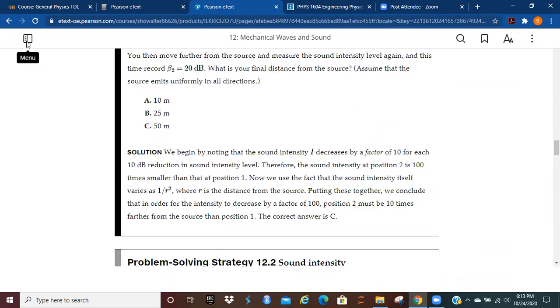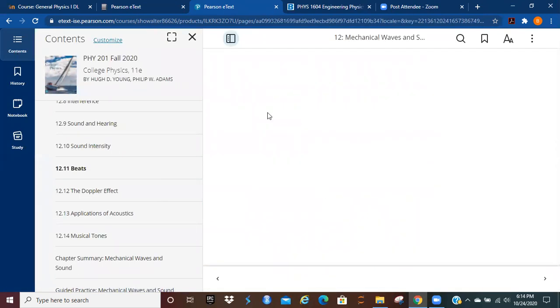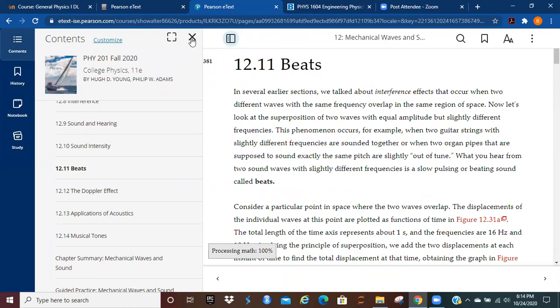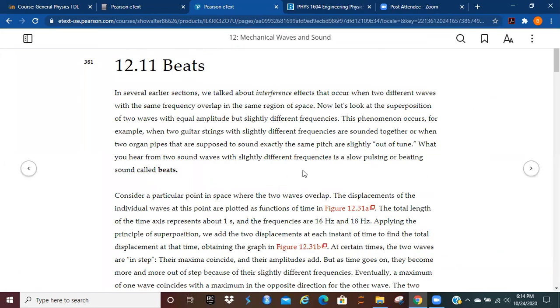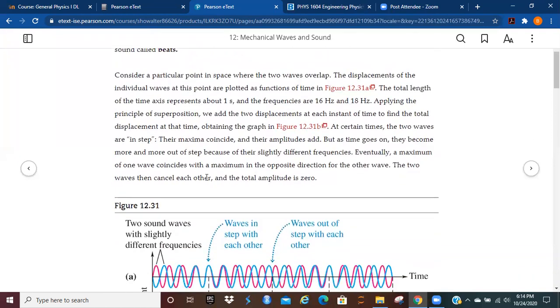Now let's go on to section 12.11, beats. So now we're going to be talking about interference. Let's look at the superposition of two waves with equal amplitude but slightly different frequencies. This can occur when two guitar strings with slightly different frequencies are sounded together, or when two organ pipes that are supposed to sound exactly the same pitch are slightly out of tune. What you hear from two sound waves with slightly different frequencies is a slow pulsing or beating sound called beats.